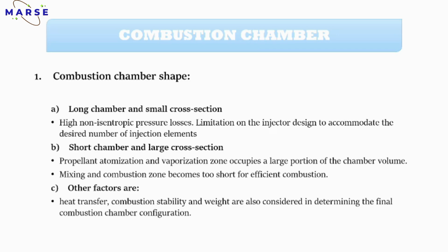Long chamber means the length of that chamber is large, but it having a small cross section means the diameter of that circle or the diameter of that cylinder is small. So that is the first one. Obviously, if you increase the length, then it will affect the pressure losses. If the length increases, then the pressure losses are going to increase.